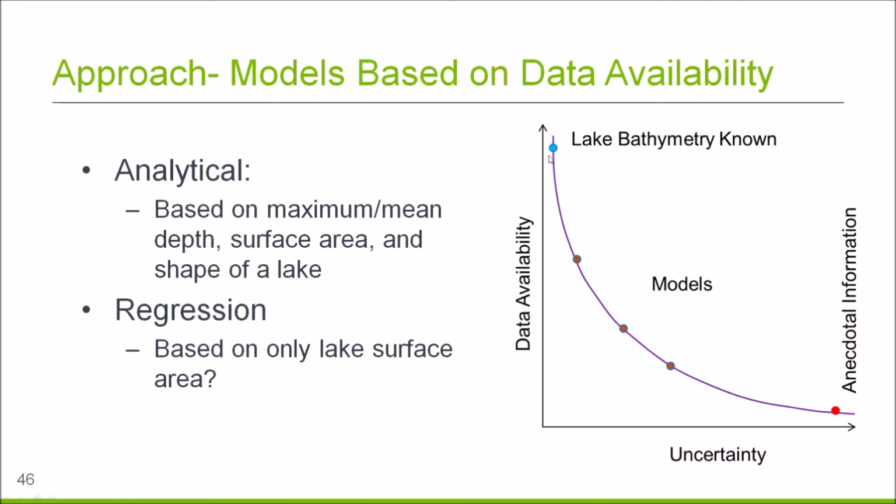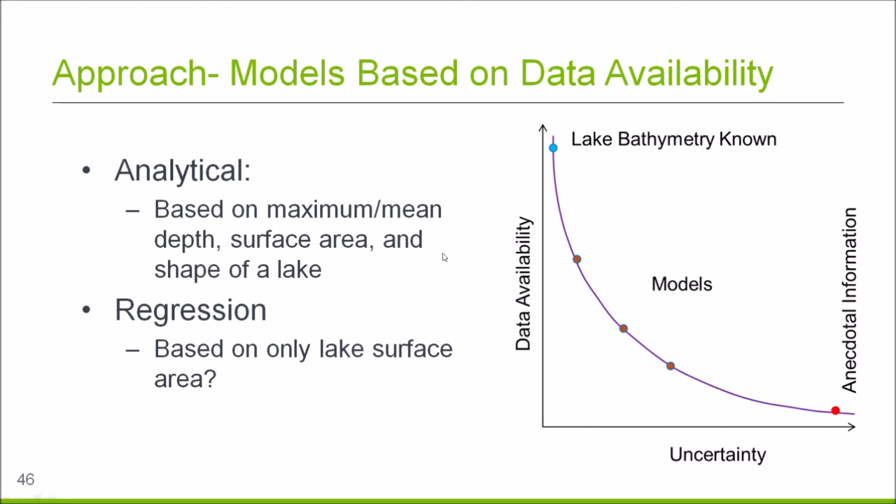Definitely, in an ideal situation where we have all the lake bathymetry, you actually have very low uncertainty in estimating water volume, right? And when you have no information at all, you have a very high uncertainty in estimating water availability. So what we try to do is develop different models in this range so that if you have some information, you can try to minimize the uncertainty. If you have a lot of information, you can minimize the uncertainty a lot.